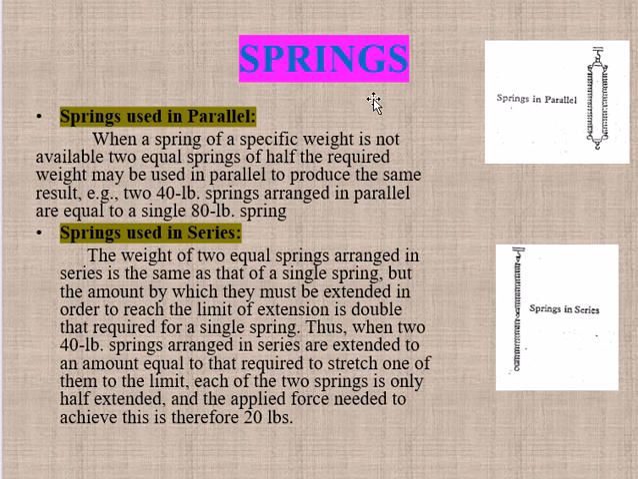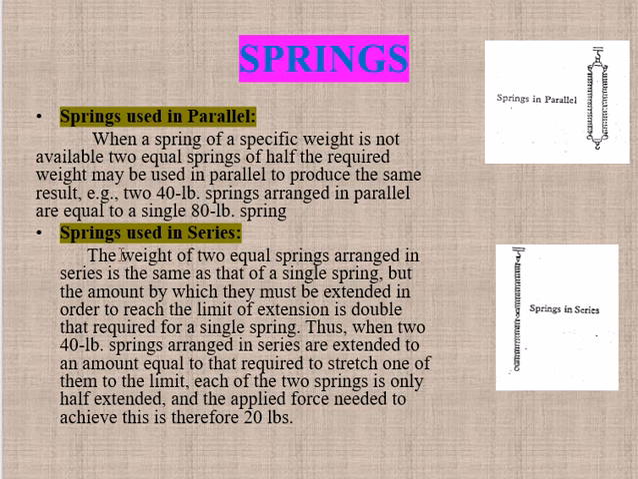Now, there are two scenarios when we use springs: springs used in parallel and springs used in series. Springs in parallel: when a spring of a specific weight is not available, two equal springs of half the required weight may be used in parallel to produce the same result. For example, two 40 lb springs arranged in parallel are equal to a single 80 lb spring.